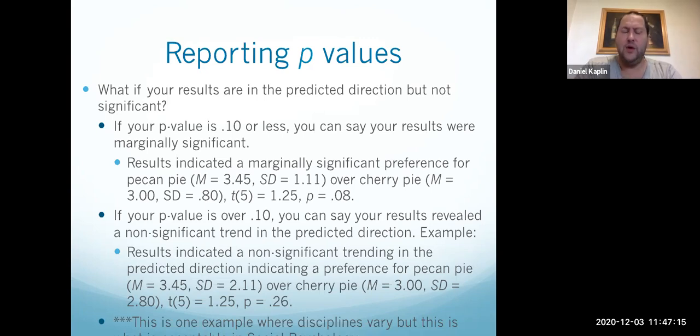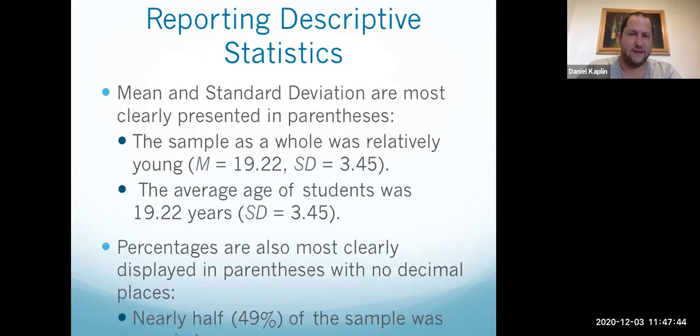If your p-value is greater than 0.10, you could say your results revealed a non-significant trend in the predicted direction. So if you expected that there would be a preference for pecan pie over cherry pie, you can say that was the anticipated direction, that was your hypothesis, but it was non-significant, p equals 0.26.